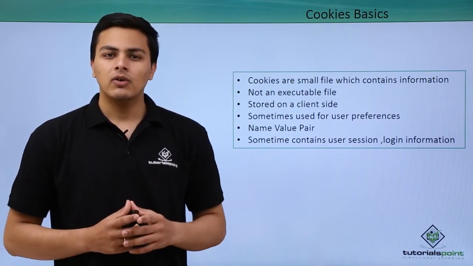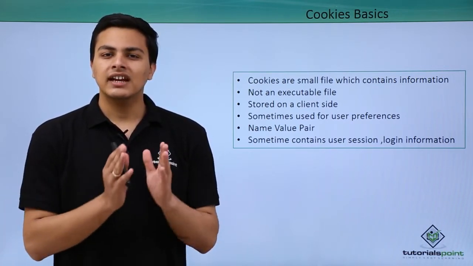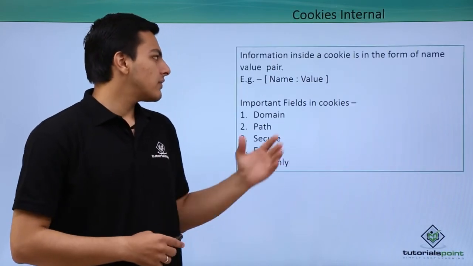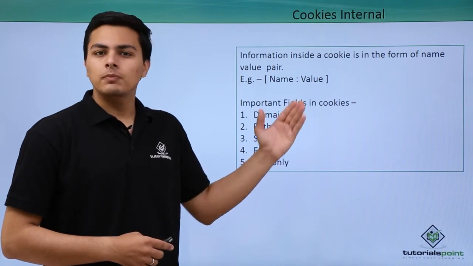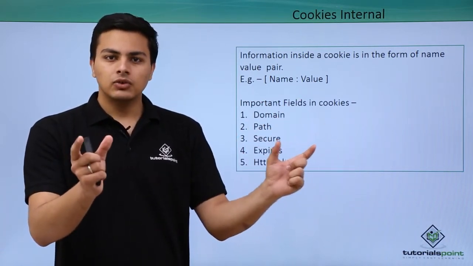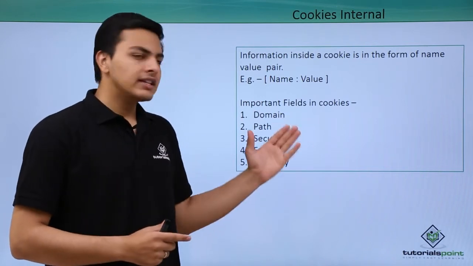Now let's discuss what kind of fields are present inside the cookie and how a cookie stores our data. A cookie stores our data in the form of name and value pairs, like there will be a name and then there will be its value. Now let's discuss the cookie's important fields.